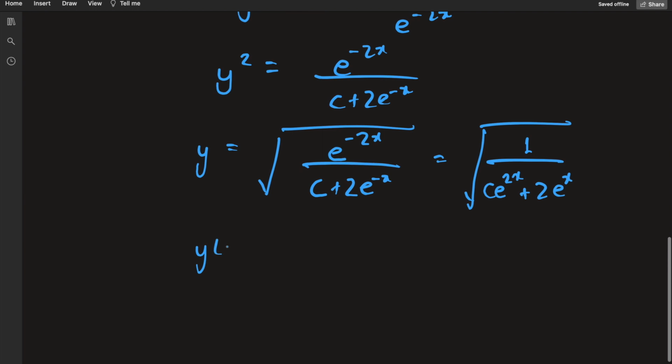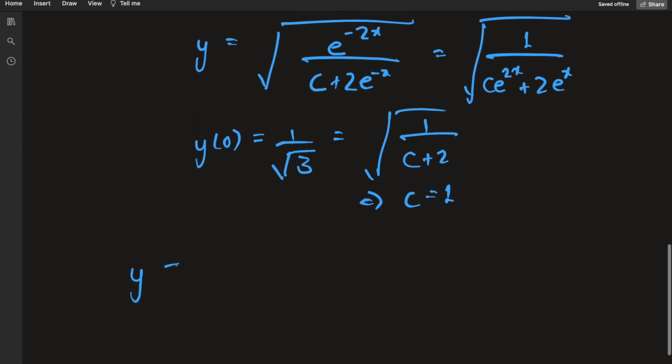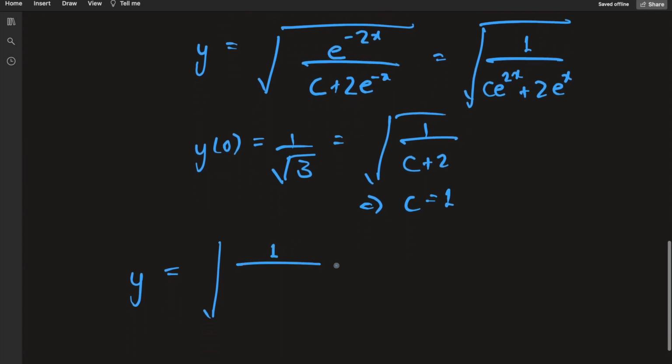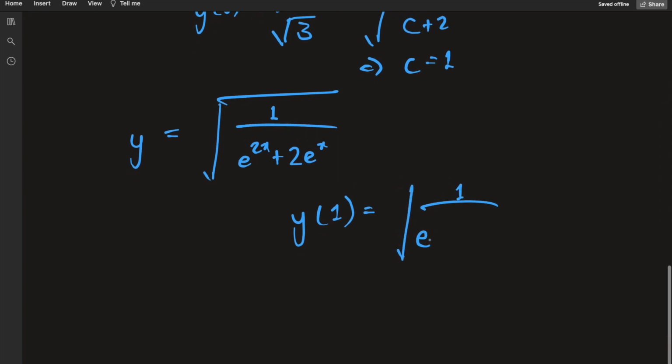But we know that y of 0 was 1 over the square root of 3. So if we sub in 0, we have 1 over c plus 2, which means that c is 1. So we finally have our function for this case: 1 over e raised to 2x plus 2 e raised to x. Fine, and they're telling us to find y of 1, right? Fine, we can do that. e squared plus 2e. That should be the answer.